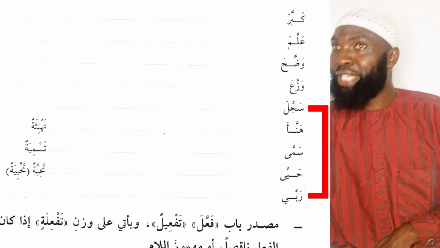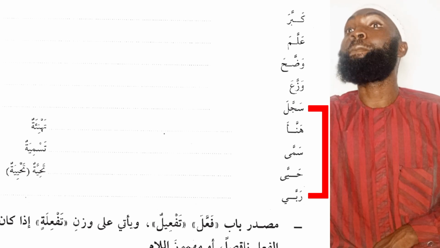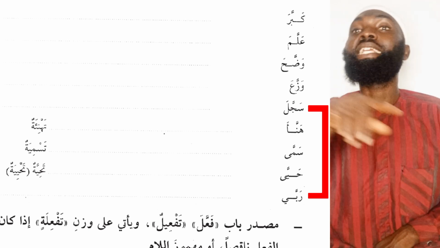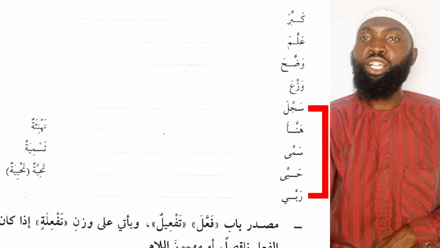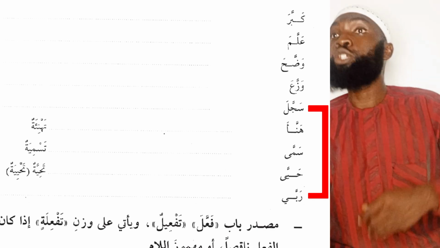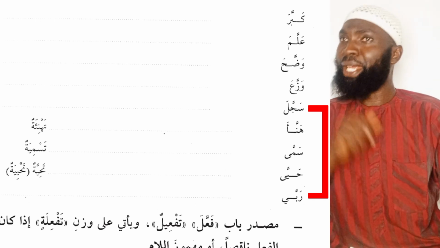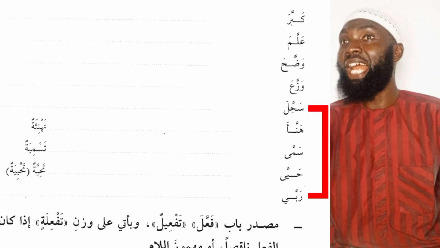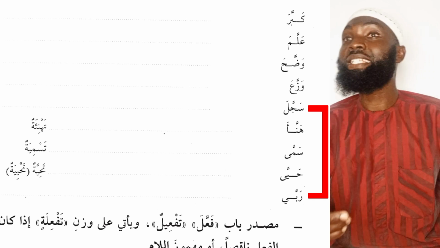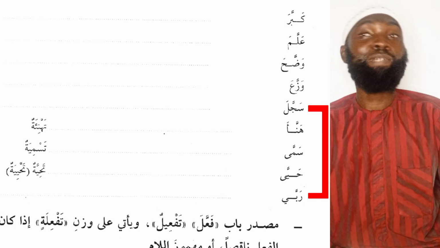Samma, to name. Samma, he named him. Sammaytuhu Maryam, I named her Maryam. Sammakum Muslimin, he named you Muslims. So samma, to name. Yusammi, he's naming. Can you see? Sammi, name him. Sammi, sammillah. Say Bismillah. So what is the noun? Tasmiyatun. This is because this word is also ending with alif maksura.